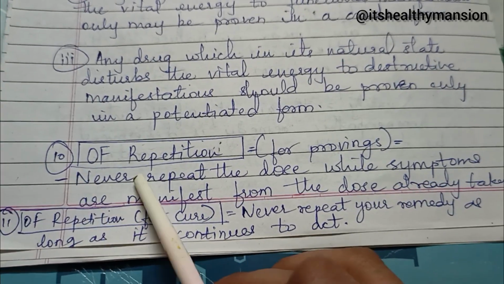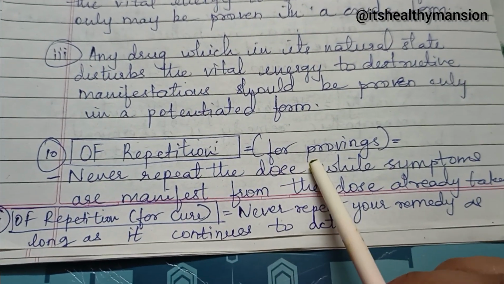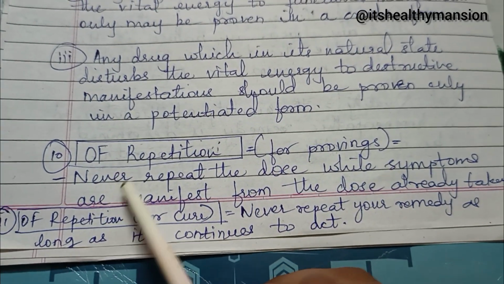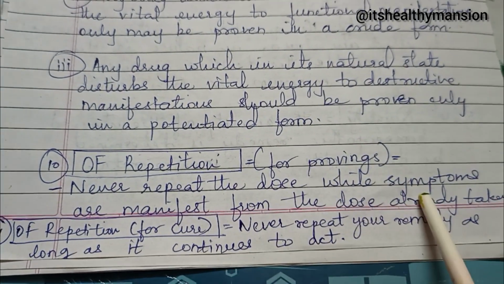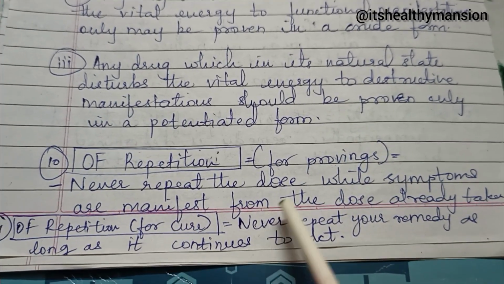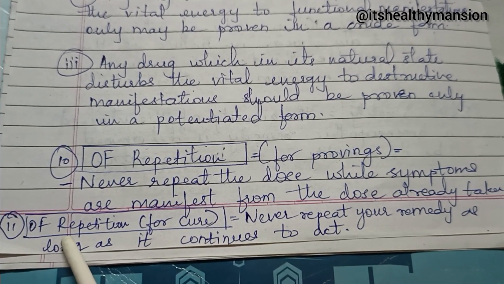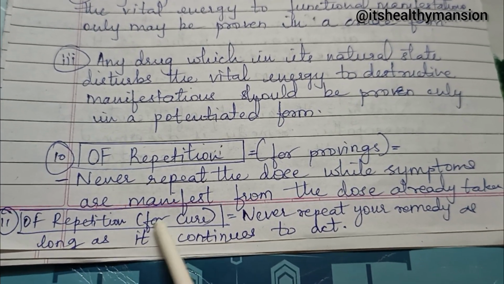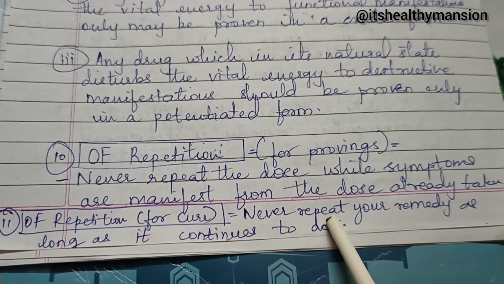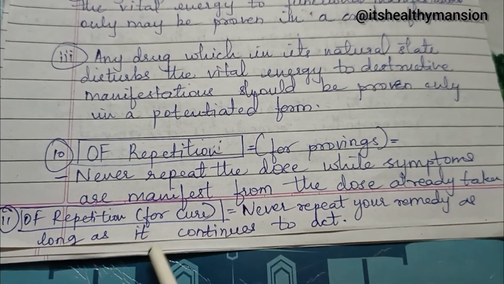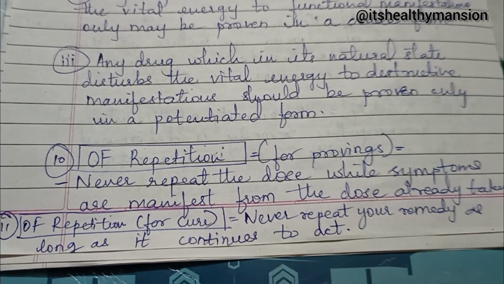Next is the law of repetition for proving. It states that you should never repeat the dose while symptoms are manifest from the dose already taken. The 10th and last law is the law of repetition for cure. Never repeat your remedy as long as it continues to act.